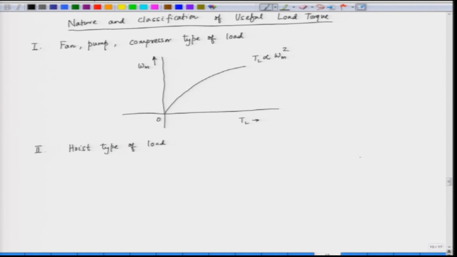Hoist means we have a cage which is being lifted up. Now, there is gravity here and this cage is being lifted up. So, we have a constant gravitational torque here, but we have two types of hoist, a low speed hoist and a high speed hoist.